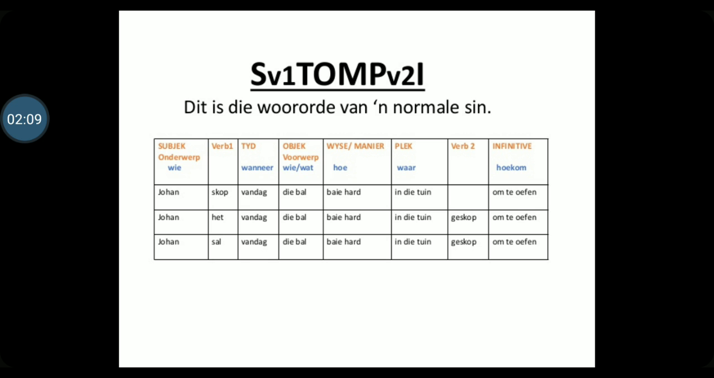So some of these can be missing. So for example, there's no second verb in the first sentence. The time, object, and manner can also be taken out, as well as the place. So depending on how long the sentence is and what sentence it is, this is just the word order that the sentence needs to be in to be an Afrikaans sentence.